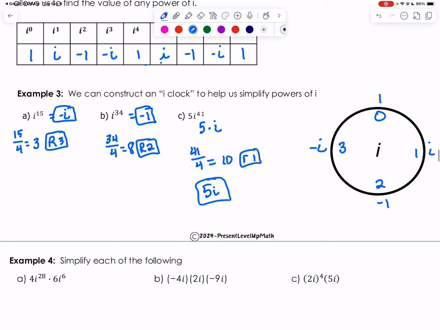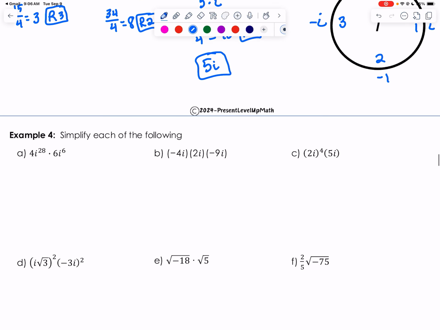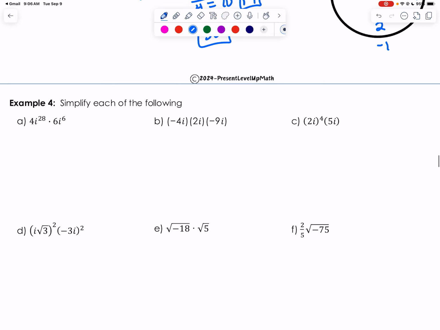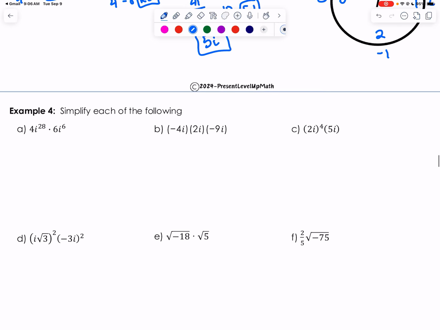Okay. Example 4. Simplify each of the following. So in problem A, we have 4i to the 28th power times 6i to the 6th power. So what I usually do is just multiply these, just pretending like i is a normal variable. 4 times 6 is 24, and then we would have i, 28 plus 6 is 34 power. So normally, if this was just a normal monomial problem where you were multiplying two monomials together, you'd be done. But with our imaginary unit, it can be simplified.